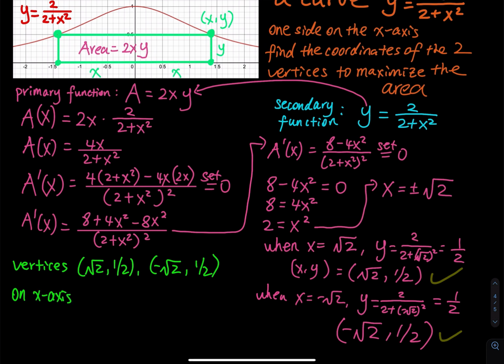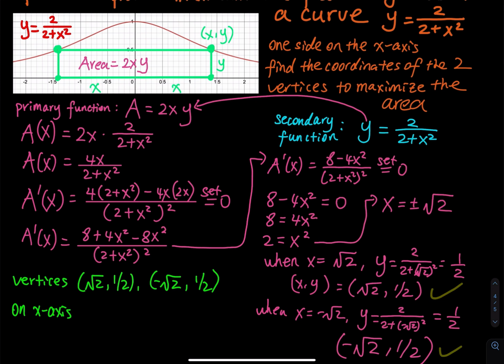On the x-axis, you can use the graph above for reference. We already know that x is equal to root 2, so that will be root 2 comma 0. Where is this point? This point will be the bottom right-hand corner. And then on the left side, we have negative root 2 comma 0. There you go, you have those four corners of the rectangle.